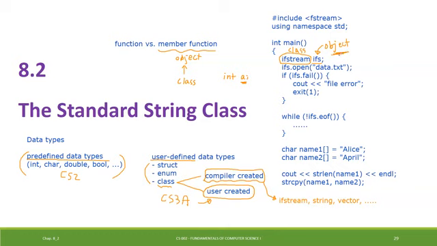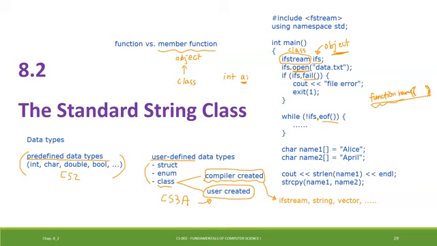Look at this one. When you create data from the class, that is an object. ifs dot open, ifs dot fail, ifs dot eof. Look at that. Open is a function, because any function should have a function name and the parentheses, right? Function name and the parentheses with some input. This is a function call, right? A function should always have parentheses.